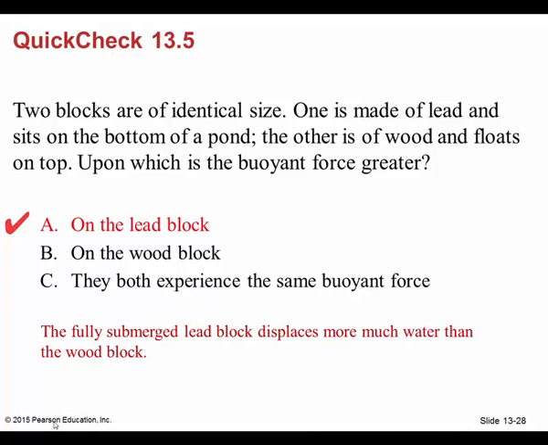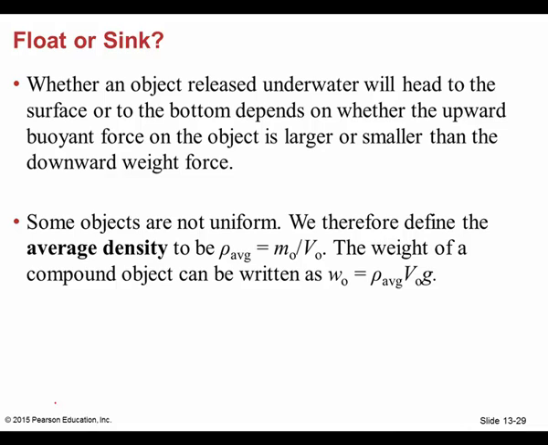So if you have two blocks of identical size, one is lead, and for some reason I accidentally deleted the first slide, sits on the bottom, and the other is of wood and floats on the top, upon which is the buoyant force greater? Well, it has to be on the lead block, okay, because it's completely submerged. All right, now, whether an object released underwater will head to the surface or the bottom depends on whether the upward buoyant force or the weight of the object is larger or smaller.